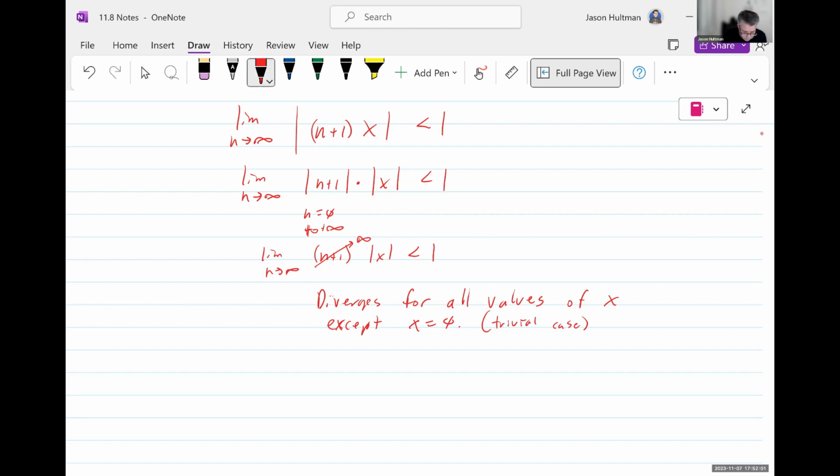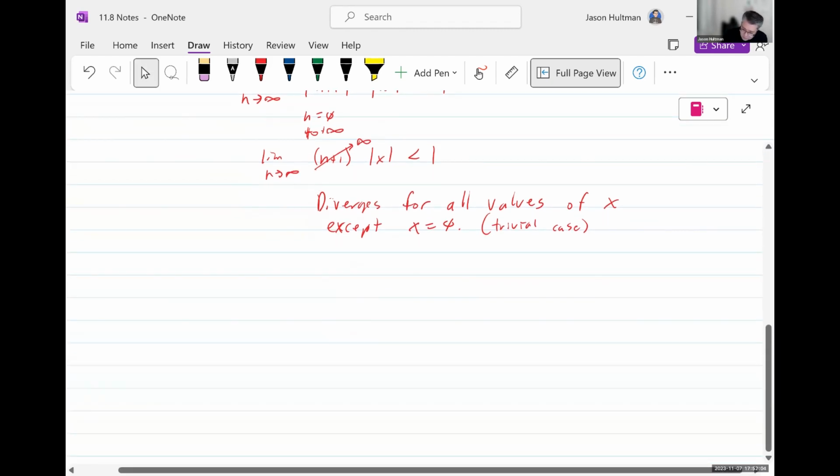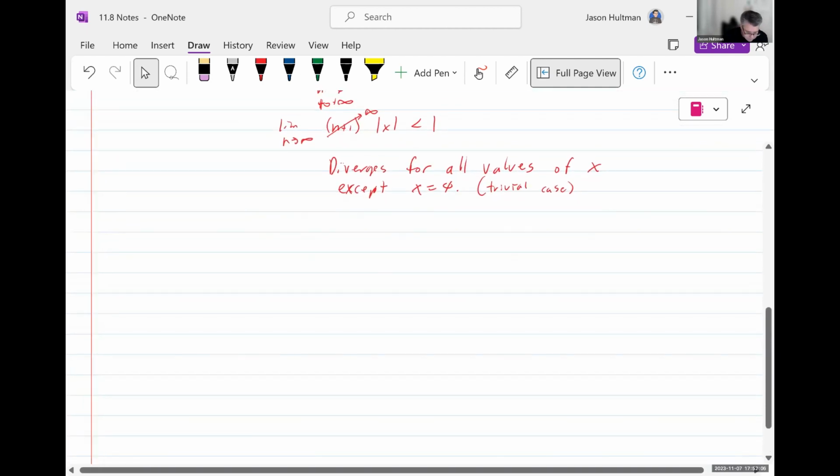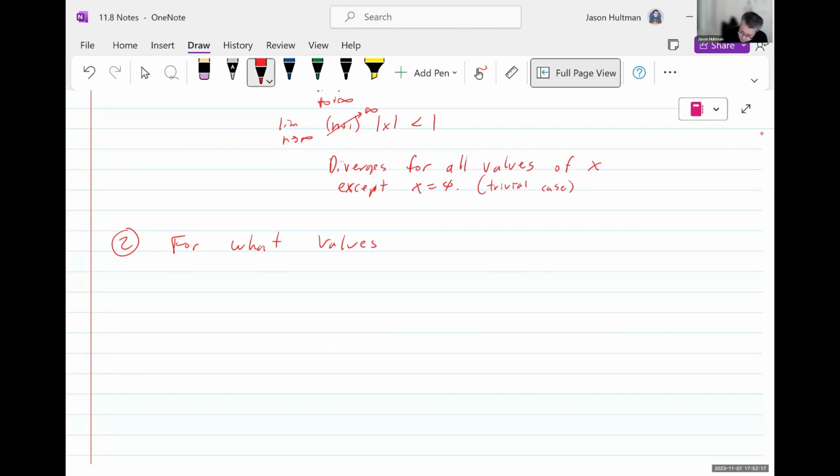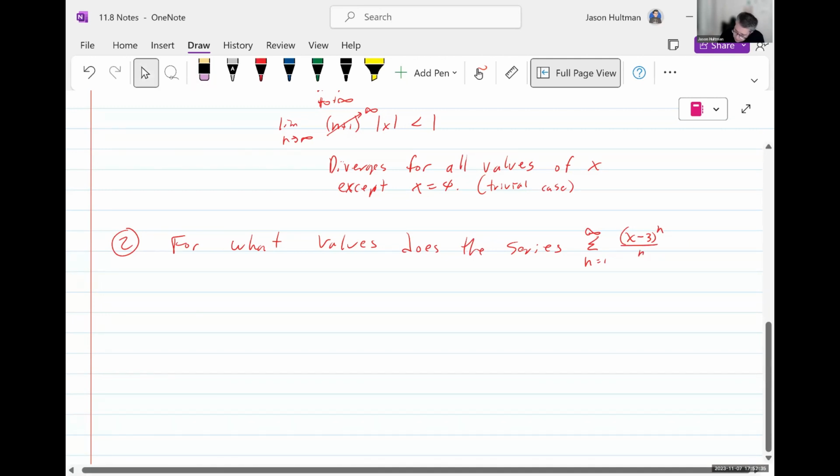Right? Okay, let's do one that's a little less trivial. Okay, number 2. For what values does the series, n equals 1 to infinity of (x minus 3) to the nth over n, not factorial, just n, converge?